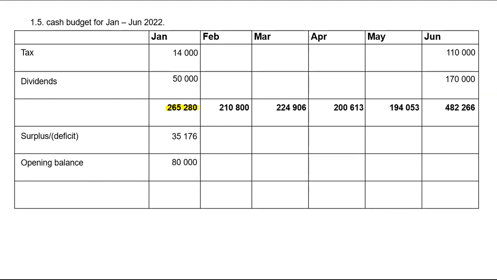Then you take your surplus for the month, you add it with the opening bank balance of 80,000, and that'll give you a closing bank balance for that month, which will be 115,176. Do the same thing for Feb.